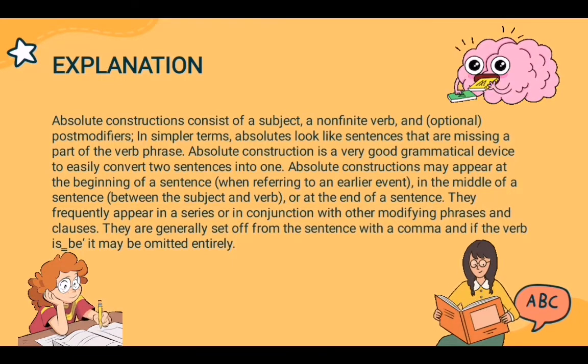Absolute construction may appear at the beginning of a sentence when it comes to referring to an earlier event, in the middle of a sentence, between the subject and verb, or at the end of a sentence. They frequently appear in a series or in conjunction with other modifying phrases and clauses. They are generally set off from the sentence with a comma, and if the verb is be, it may be omitted entirely.